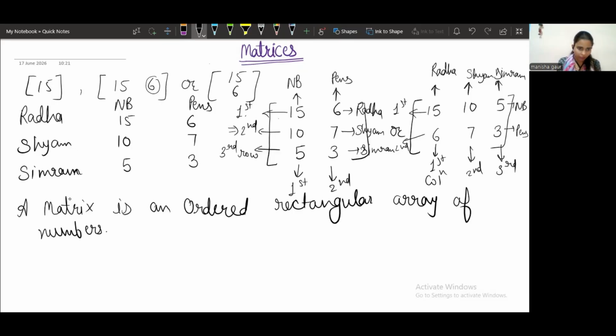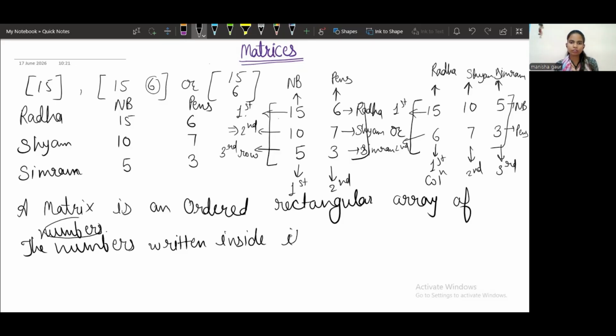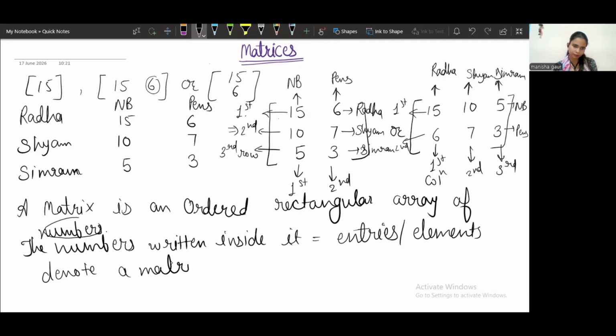Now let's talk about the numbers. The numbers written inside the bracket are called entries or elements. You will always denote a matrix with a capital letter. Always, we will not use small letters.